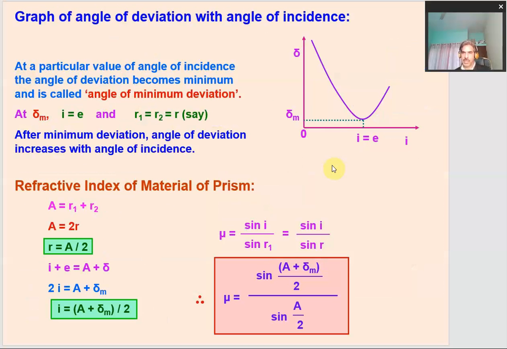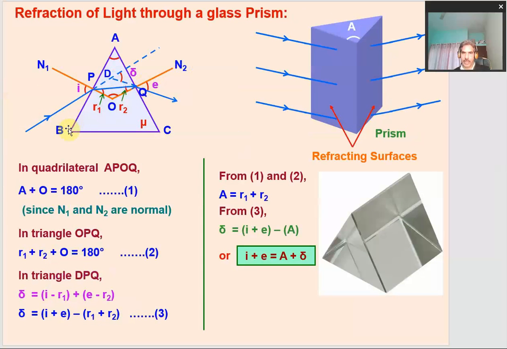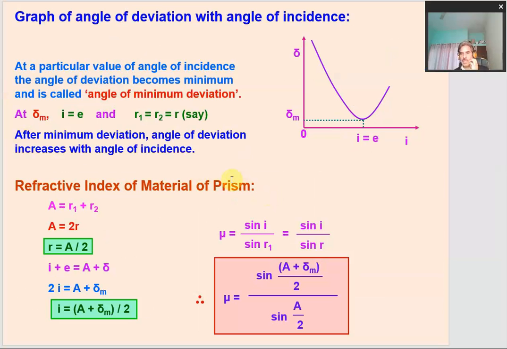Let me sum up once again. When the angle of deviation is minimum for a particular value of angle of incidence, at that value the angle of emergence is equal to the angle of incidence. The refracted light ray is parallel to the base: PQ is parallel to BC, where BC is the base and PQ is the refracted light ray. And the angles R1 and R2 become equal. Now we can make use of this condition to write the formula for the refractive index of the material of the prism.